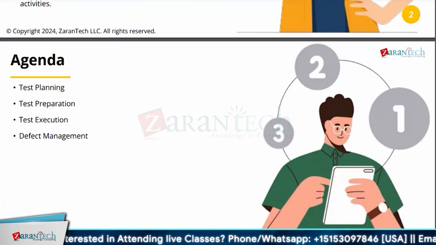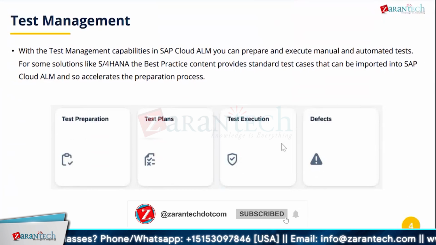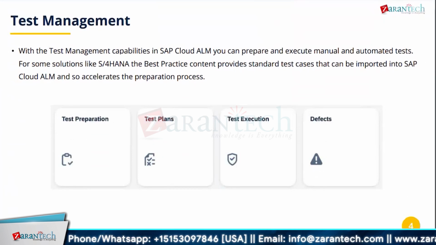So the agenda is we'll start with test planning, test preparation, test execution, and then defect management. Okay, so test management. You might have seen these four tiles during our demo till now. These four tiles: test preparation, test plans, test execution, and defects, combined give you the test management capability, right? To run your manual test and automated testing, right?